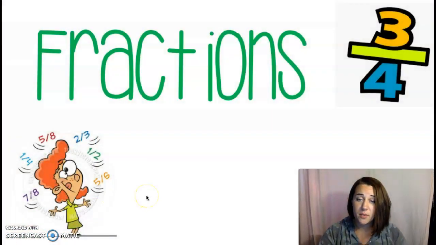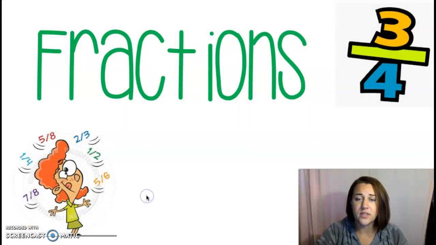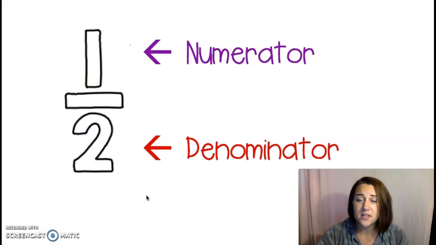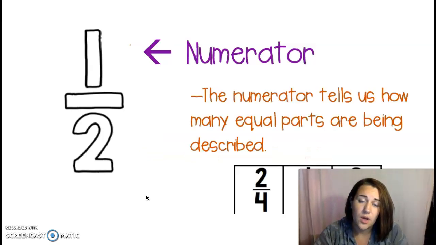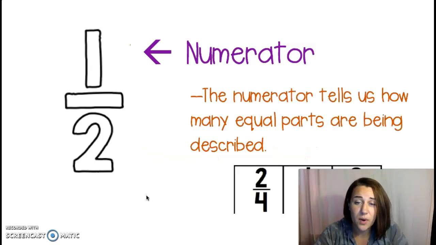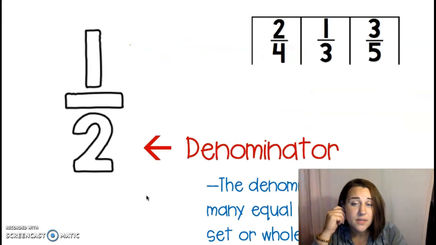Now, I'm going to do a couple problems with you. Again, we're going to review our numerator, denominator, then we'll do some problems together. All right, so remember, our numerator is the number on top, and our denominator is our number down below. The numerator is how many equal parts are being described out of how many are there all together, which is what the denominator tells us.